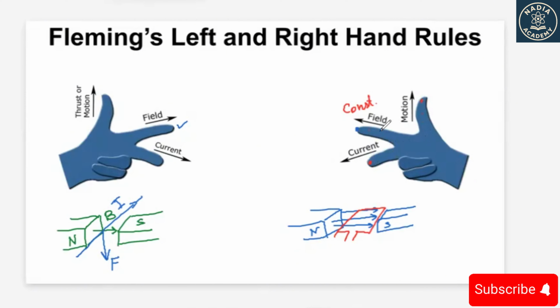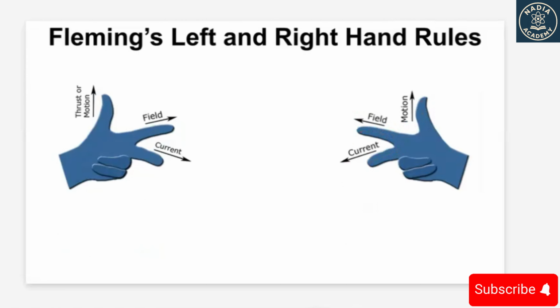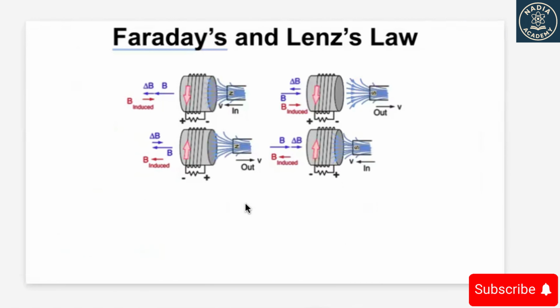But you can also see that if you change the field and you are not moving the coil, even then, by flipping the direction of the magnetic field, your current will also change its direction. So it means that you can understand the induced electromotive force with this right hand rule, whether you are moving your magnet back and forth, or keeping your magnet at a fixed position and moving your coil back and forth.